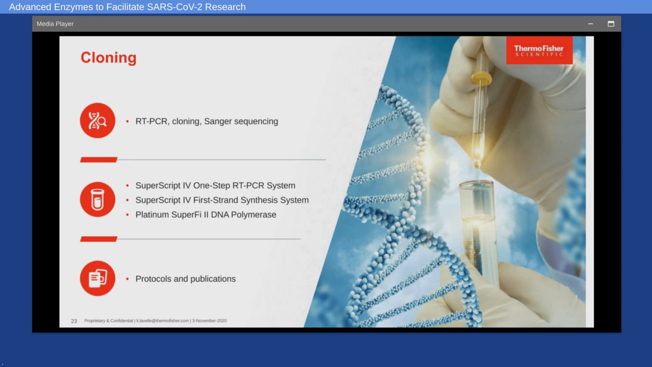Okay, so after sharing two technologies, let's switch gears to take a look at cloning. Cloning typically involves RT-PCR, a different cloning technique, and the same sequencing. The popular products used for cloning applications include SuperScript IV One-Step and first-strand synthesis systems. Platinum SuperFi II DNA polymerase is another popular option because of its high fidelity.